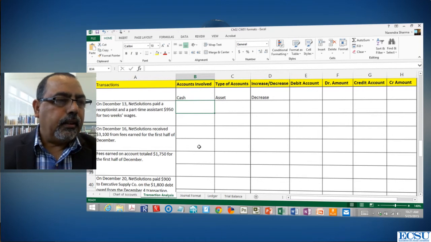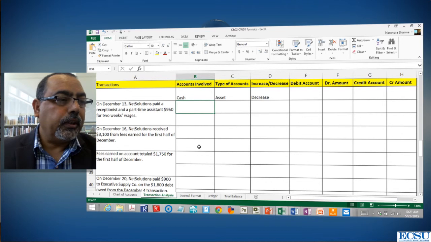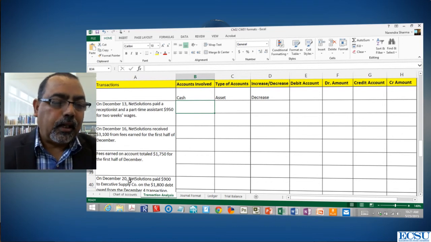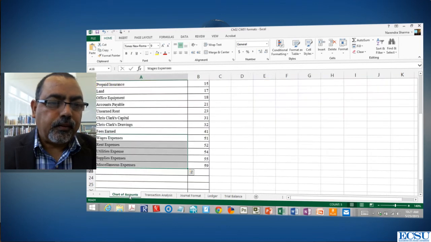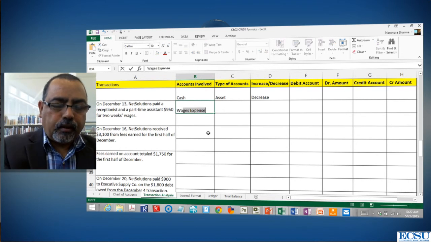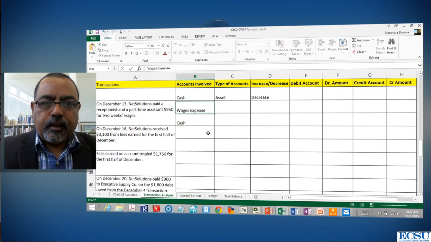Okay, now next thing that we do is on December 13, Net Solutions paid a receptionist and a part-time assistant 950 for 2 weeks salary. So we are paying wages or salary. Let's see the chart of accounts. We have wages account. So we'll be booking that as wages expense. Wages expense and I'm paying cash.